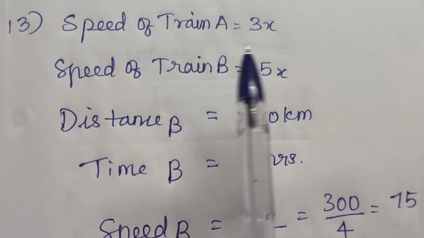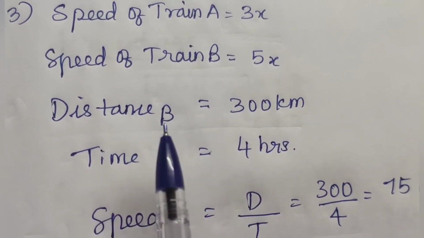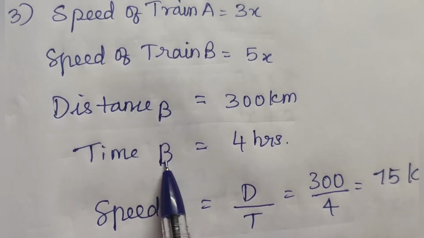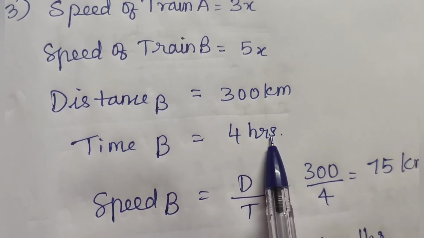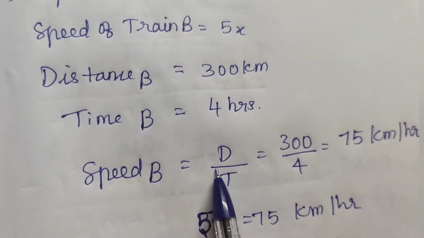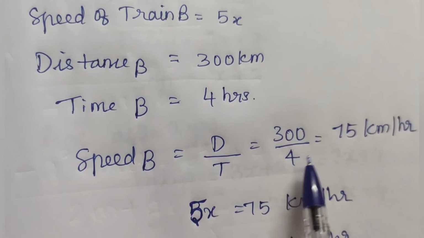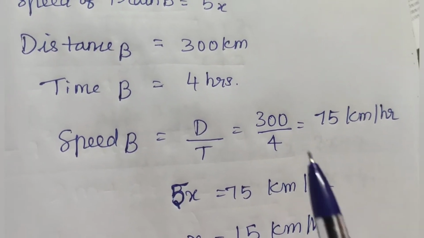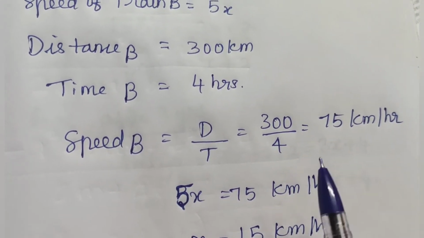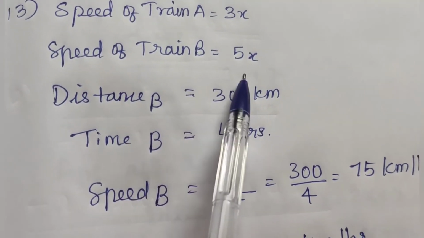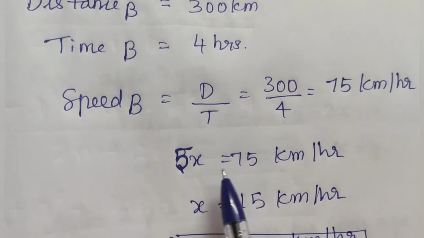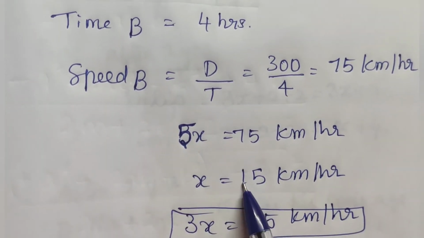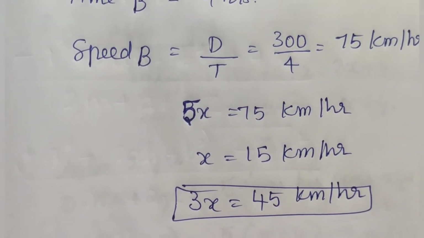See, speed of train A 3x, speed of train B 5x. Distance is equal to 300 km. Time taken by train B is equal to 4 hours. So speed of train B is equal to distance divided by time, 300 divided by 4, 75 km per hour. See, 75 km per hour. And what is the speed of train B? We have taken 5x. 5x is equal to 75 km per hour, which means x is equal to 75 divided by 5, 15 km per hour.